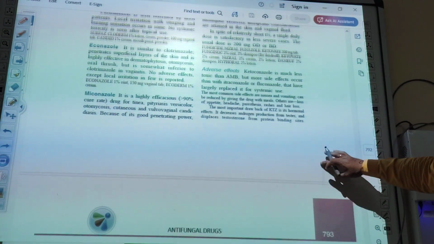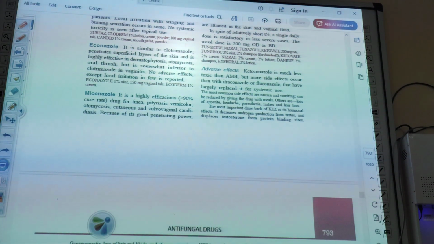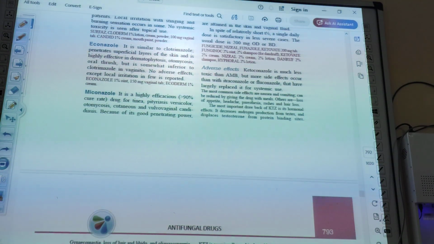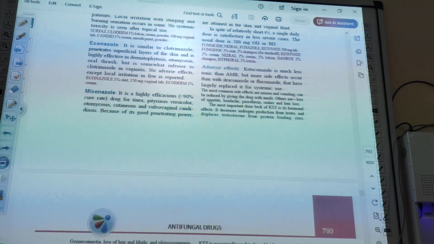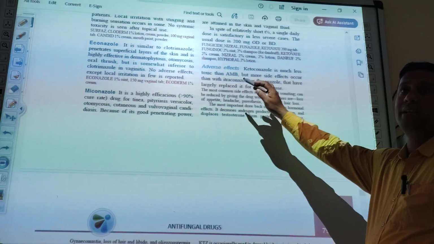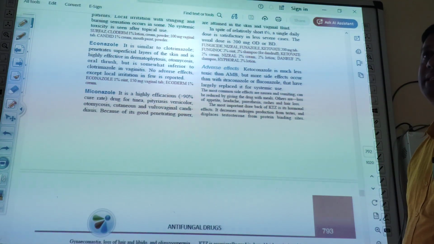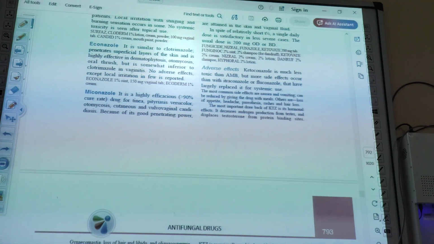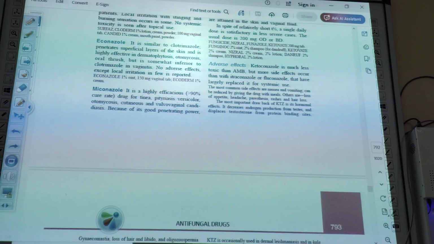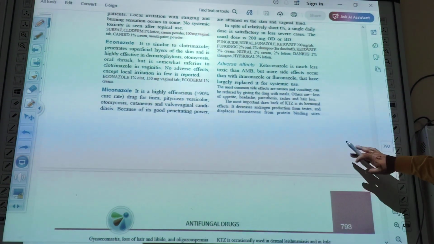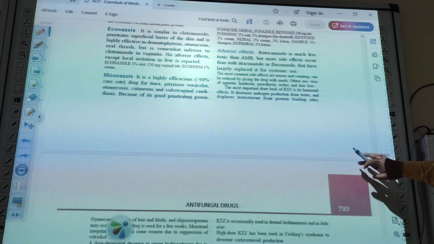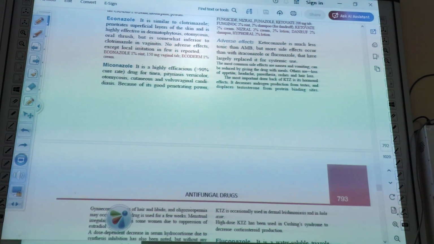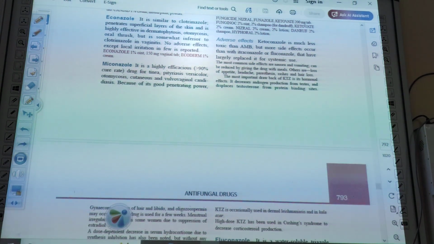Then adverse effects. Ketoconazole is much less toxic than amphotericin B. But more side effects occur with ketoconazole than with itraconazole and fluconazole. When we compare with itraconazole and fluconazole, ketoconazole has more side effects.